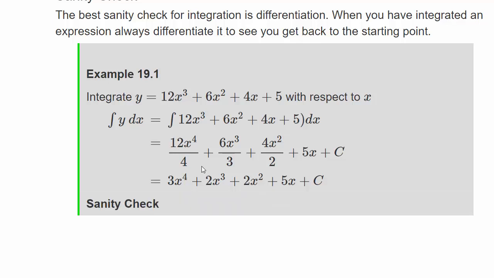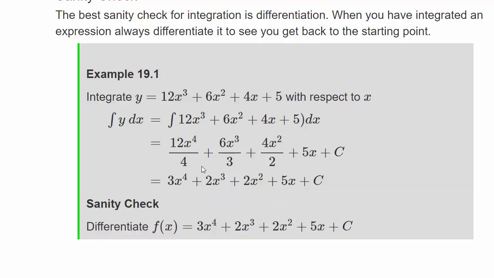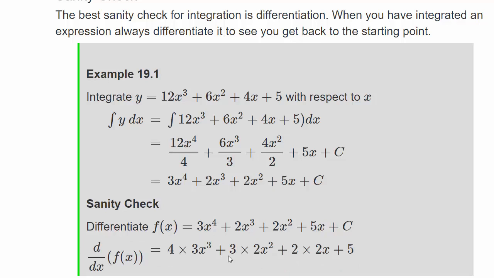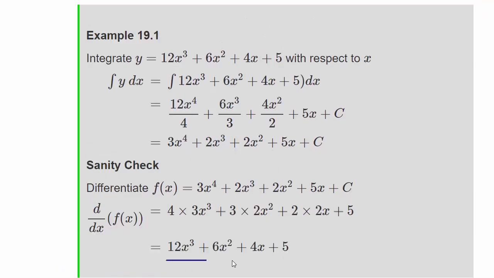Now we'll carry out our sanity check just to make sure that we're correct. So if we differentiate term by term, we're going to differentiate 3x to the 4, which is going to give us 12x cubed. We're going to differentiate 2x cubed, which is going to give us 6x squared. We'll differentiate 2x squared, which will give us 4x, and we'll differentiate 5x to give us 5. That's our sanity check. That's our original expression, so we can be reasonably confident that we are correct.